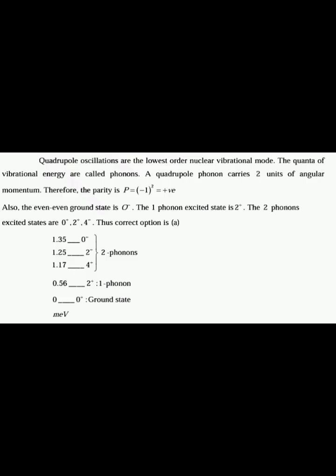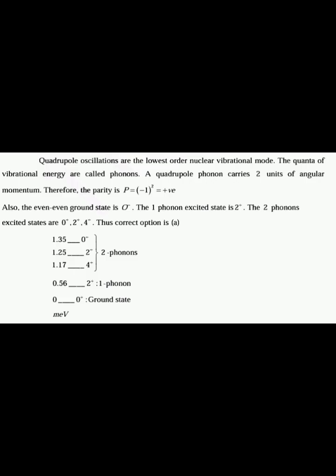So in the quadrupole oscillation, we know that the energy levels are marked like this. That is 0 plus, 2 plus, and in the two phonon quadrupole, the energy levels are marked like 4 plus, 2 plus, 0 plus. Here we need to find the J pi value of E1, which is the 0.56 energy.